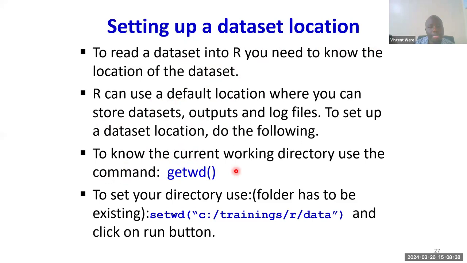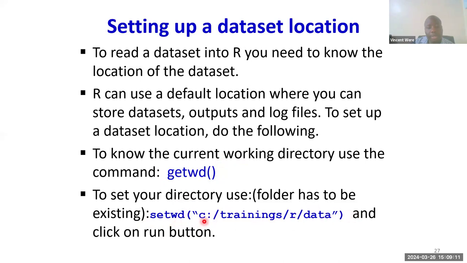Sometimes if you want to know where you are working from, you type the words get working directory, and it is going to tell you the current folder where you have kept your project. If you write get working directory without anything in the brackets, R is going to tell you where you are working from. But if you set your working directory, then R will always be saving your files in this link here.